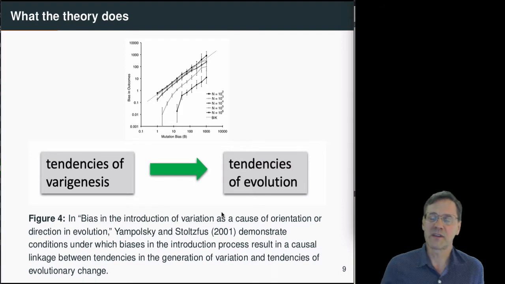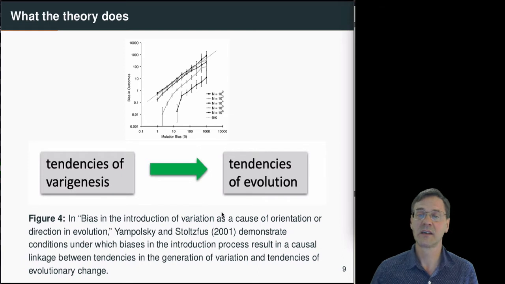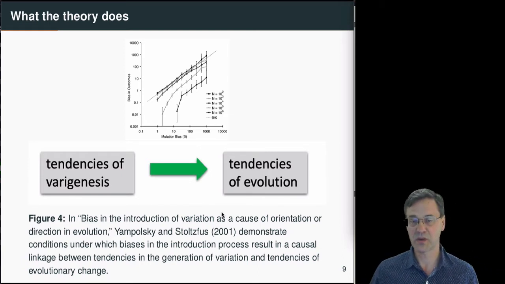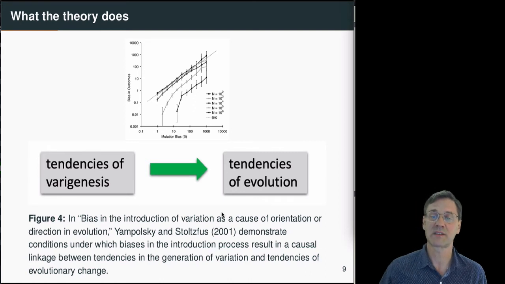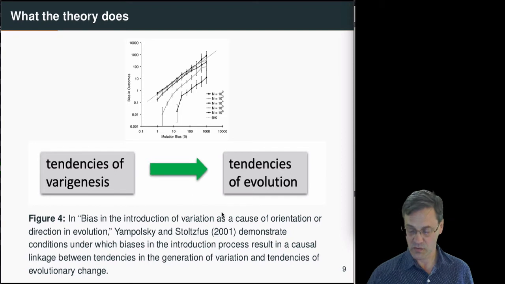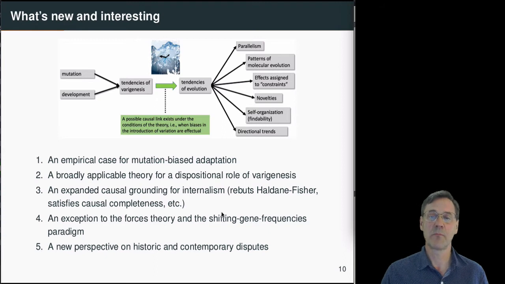The theoretical demonstration of the efficacy of biases in the introduction process now gives us a warrant to draw this kind of green arrow here connecting cause and effect, and to propose mutational hypotheses for patterns on this basis. Recent empirical work that I'll summarize in a moment establishes that biases in the introduction process are a true cause of orientation or direction in evolution.